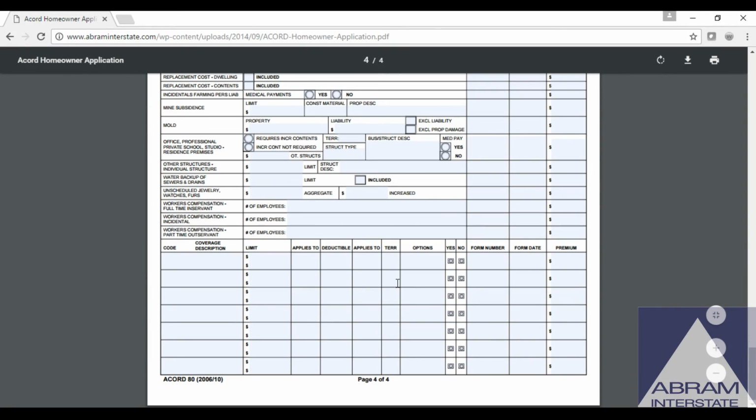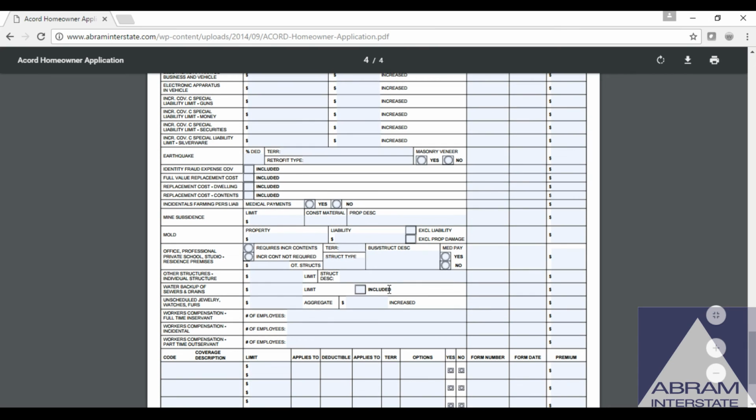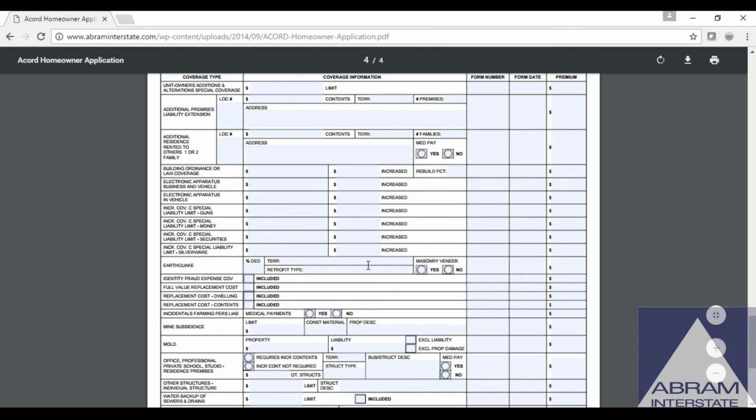Here on the last page are some additional options for coverages. If you don't indicate anything on here, it doesn't necessarily mean that you won't be offered those coverages, but this is a great spot to enter items that you may want, such as you'll see, for instance, replacement cost on the dwelling, replacement cost on the contents.